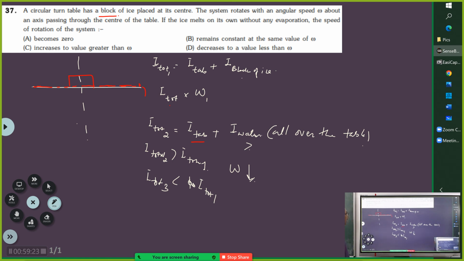So first it will decrease. Omega decreases to a value less than the initial omega. If the ice melts on its own, what will happen to the speed of rotation of the system? The speed will decrease. But if all the water goes out, then it will again increase. Now they have not given that option, so we should go with D.